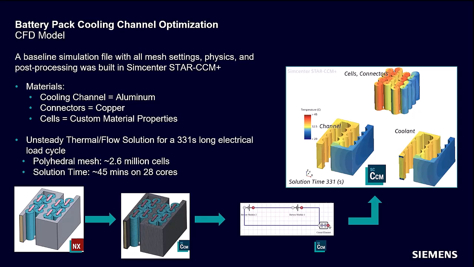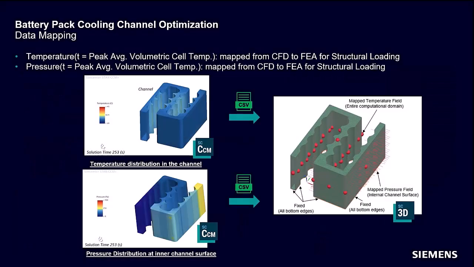The cooling channel is constructed with aluminum while the connectors are made of copper. Custom material properties have been assigned to the cells. To account for the dynamic nature of the system, an unsteady solution has been computed for an electrical load cycle lasting 331 seconds. Each simulation, utilizing 28 cores, takes approximately 45 minutes to complete. The temperature and pressure data obtained from STAR-CCM+ is exported as a CSV file, facilitating its integration into the Simcenter 3D finite element model.